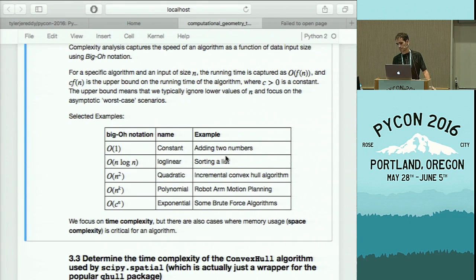So an example of a log linear is sorting a list. And it turns out that log linear is often a really good guess for the optimal time complexity of a lot of computational geometry algorithms. You can often reduce the problem. The way that you know from a theoretical standpoint that the optimal performance is log linear is that you can actually reduce some computational geometry problems to the equivalent of a sorting problem.